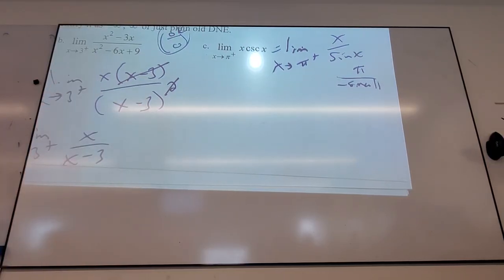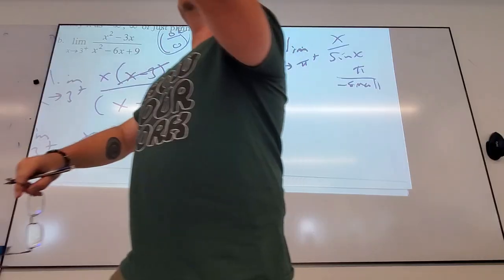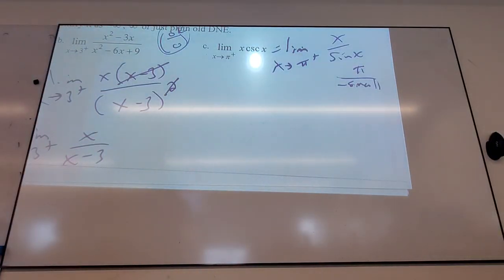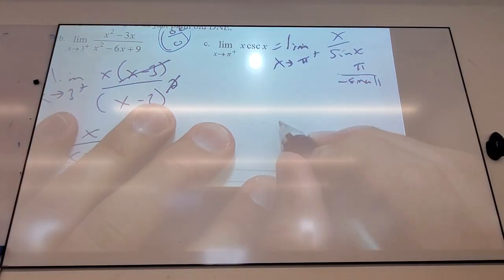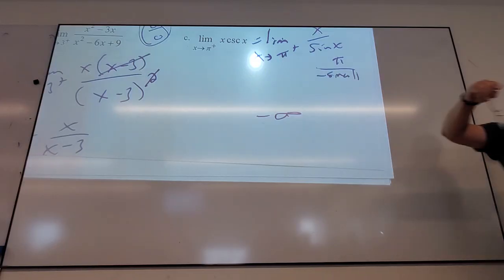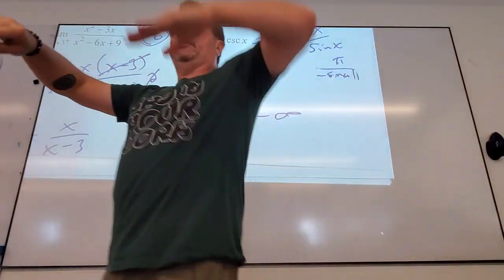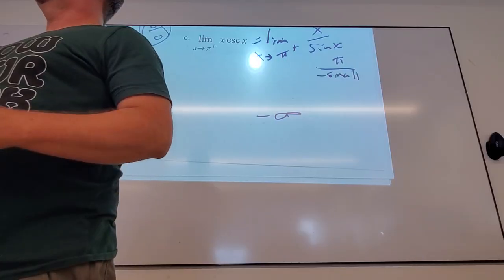Now, you don't have to write that. You know it's some kind of infinity, and you just figured out the bottom is always negative as it approaches pi. You with me? So then it's going to be negative infinity. If I had approached pi from the left, from smaller angles, sine would have been positive, and it would have been positive infinity. Okay.